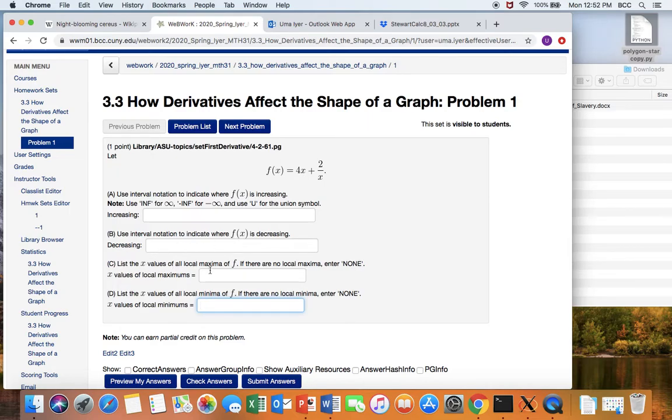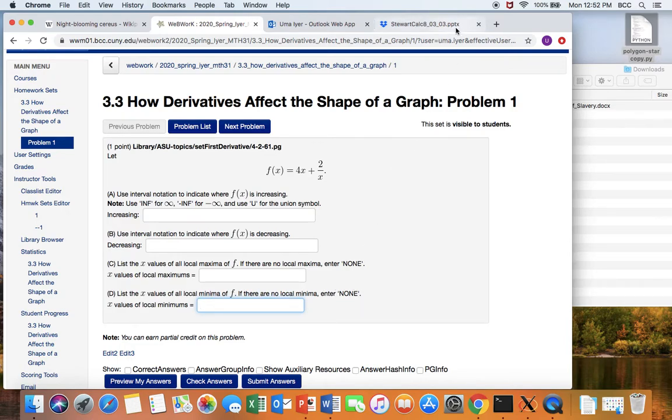List the x values of all the local maxima. If there are no local maxima, enter none. List the x values of all local minima of f. If there are no local minima, enter none.